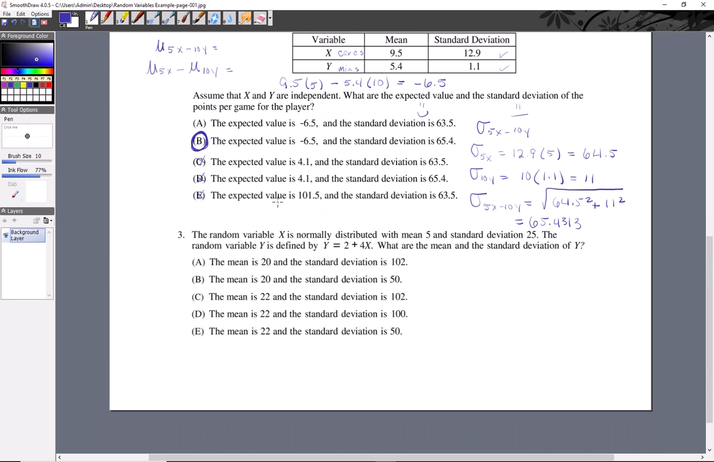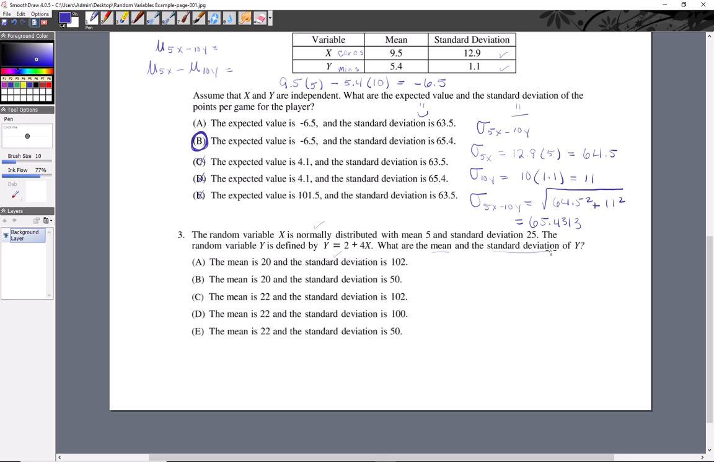All right, so number 3, random variable x is normally distributed with a mean of 5 and a standard deviation of 25. The random variable y takes your random variable x and multiplies it times 4 and adds 2. So you don't really need to know if it's normal. You don't need to know if this stays normal. We're just going to use rules for means and standard deviations.